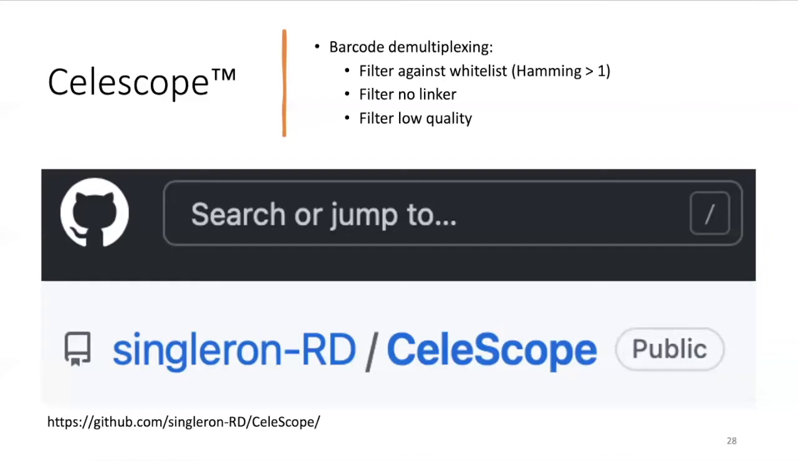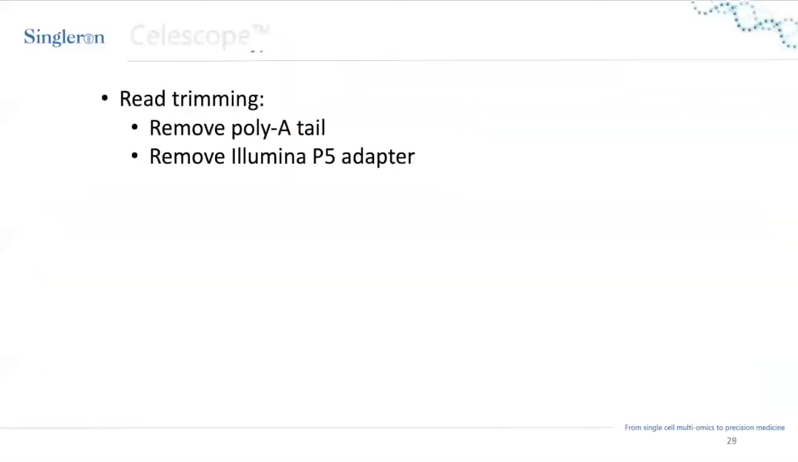We'll filter all reads which have no linkers in them. This is the orange part that I showed in the FASTQ file. And all barcodes and UMIs that have a low quality are also going to be filtered out. So here you did the first level of extraction. You extracted your barcode and UMI data.